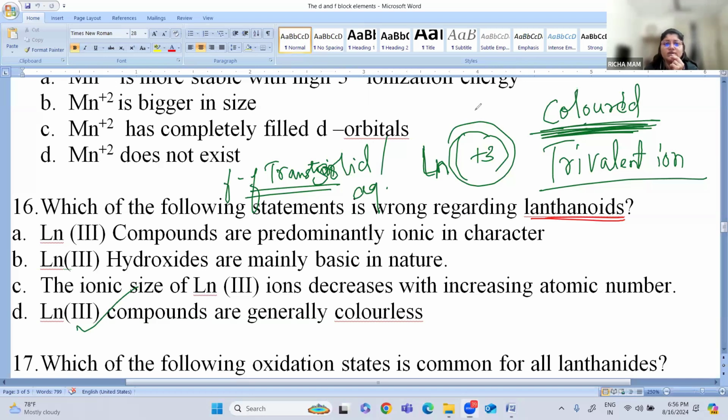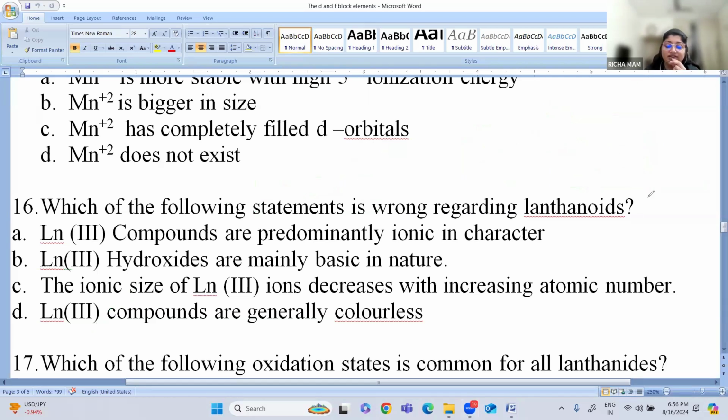They will observe the light from the visible region. An f-f transition takes place, and because of that, partially filled f orbitals will be present. So option number D is our answer. Whoever answered option number D is correct.